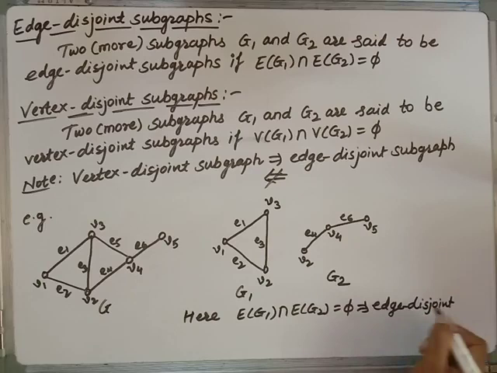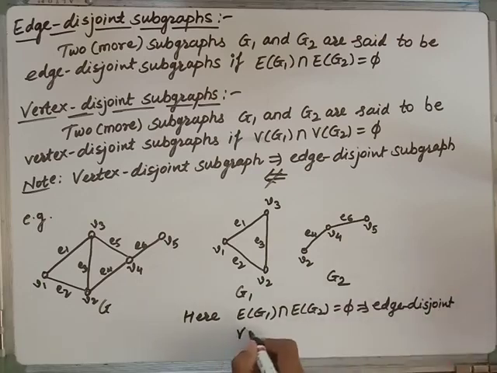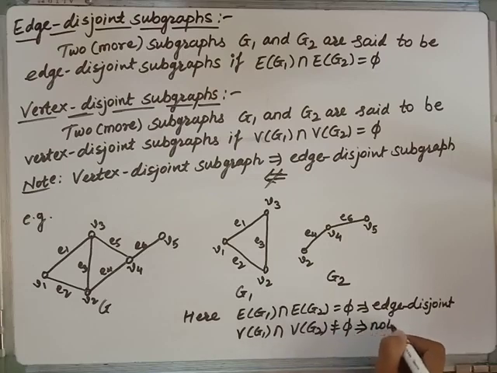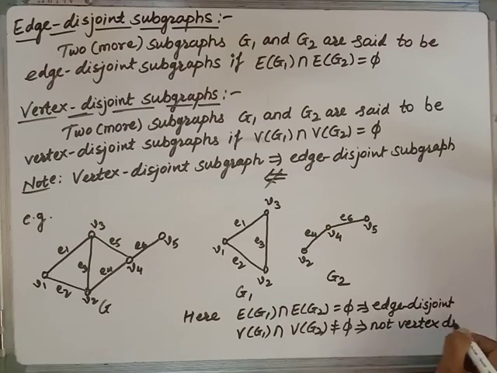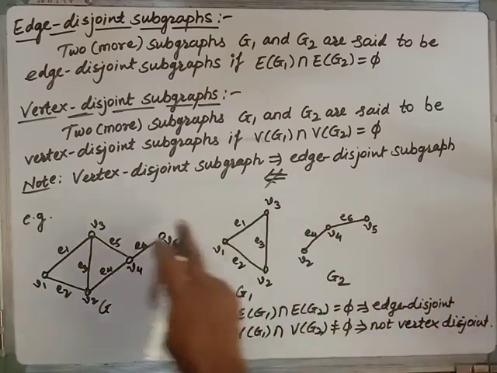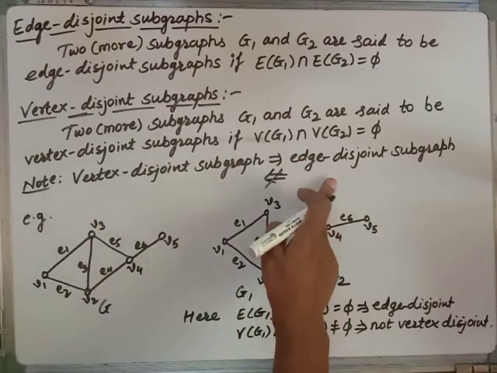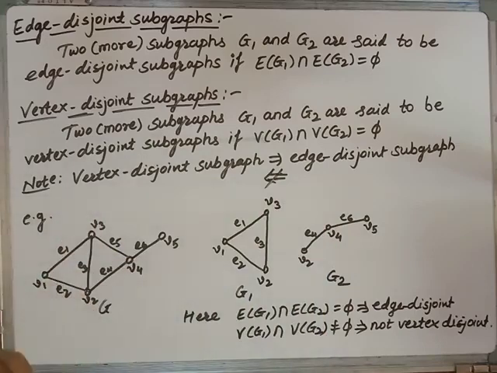Edge disjoint, right? But the vertex set of G1 intersection the vertex set of G2 is not equal to what? Phi. So it implies not vertex disjoint. Is it okay? So every vertex disjoint subgraph is edge disjoint, but edge disjoint need not be vertex disjoint. Fine.